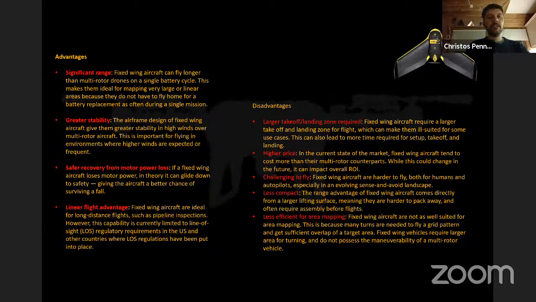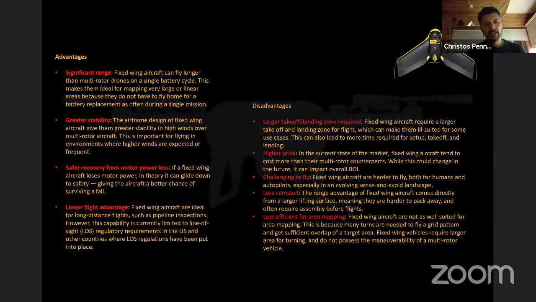They also have advantages. They have a significant range, so they use less power, so they can fly longer and for more. And they are more stable in the air because of the airframe design of the fixed wing. They can sustain higher winds. Another thing is that they have safer recovery from a motor power loss. So if something goes wrong, this type of drone won't fall from the sky. They will continue to glide and maybe they will land somewhere safely.